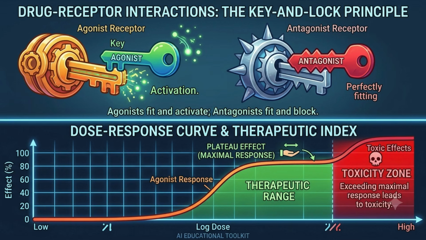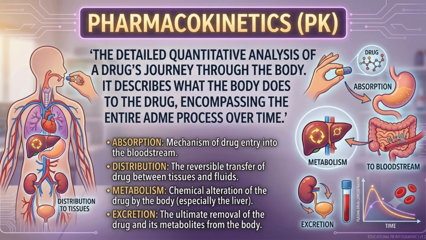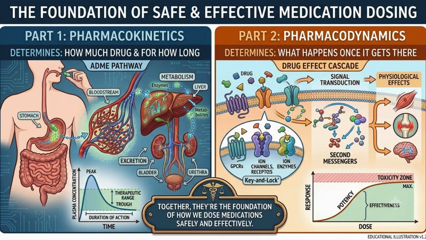Here's the key insight. Pharmacokinetics determines how much drug reaches the target and for how long. Pharmacodynamics determines what happens once it gets there. A drug can have a perfect mechanism of action, but if it's absorbed poorly or cleared too fast, it won't work. Conversely, a drug that lingers too long because of slow metabolism can build up and become toxic, even if the mechanism itself is sound.